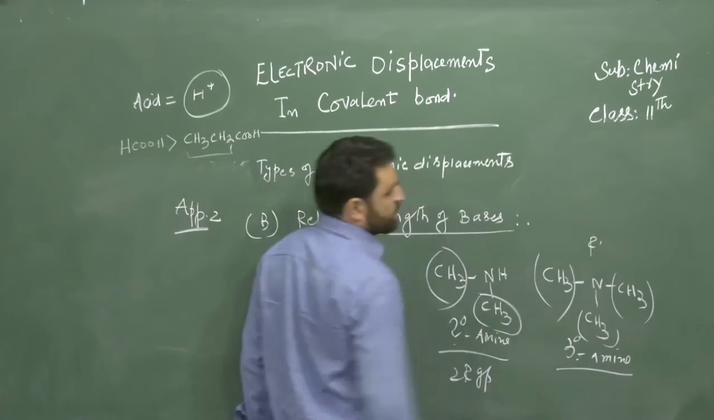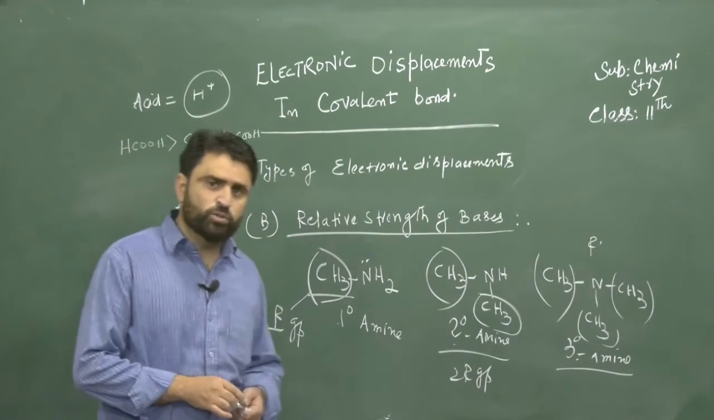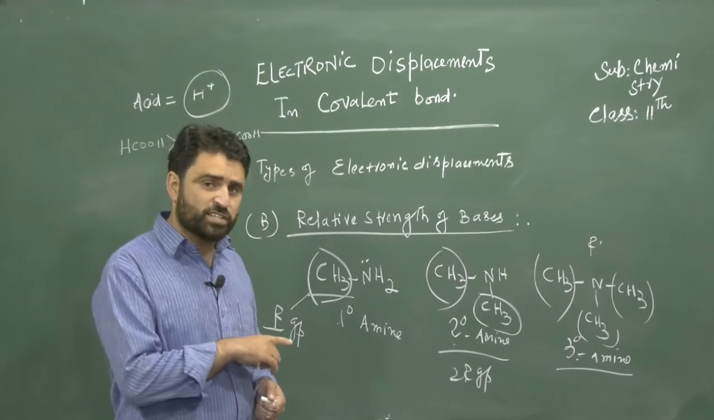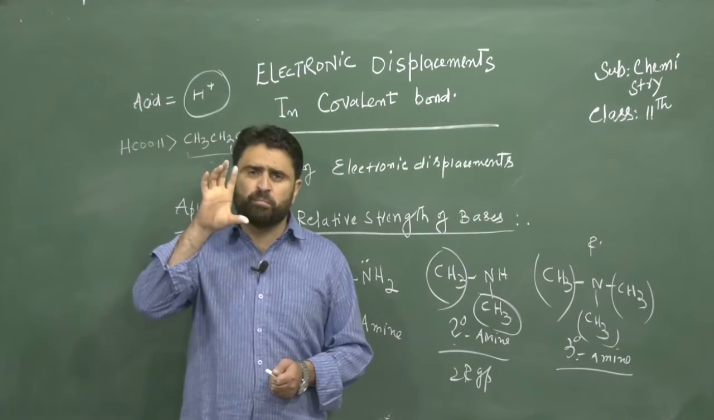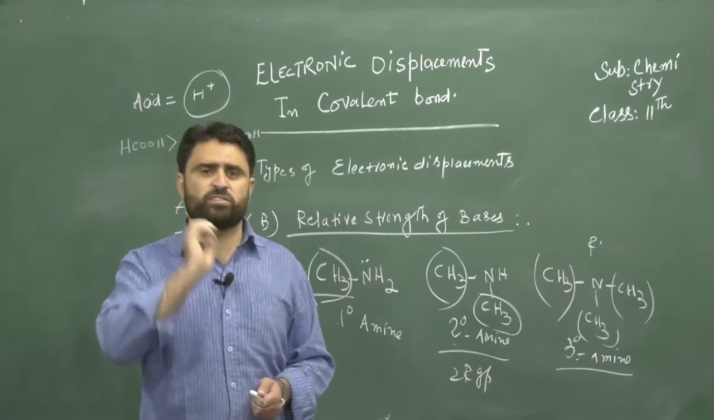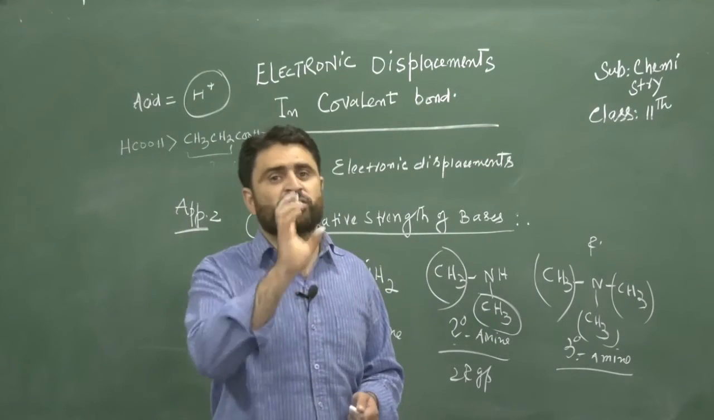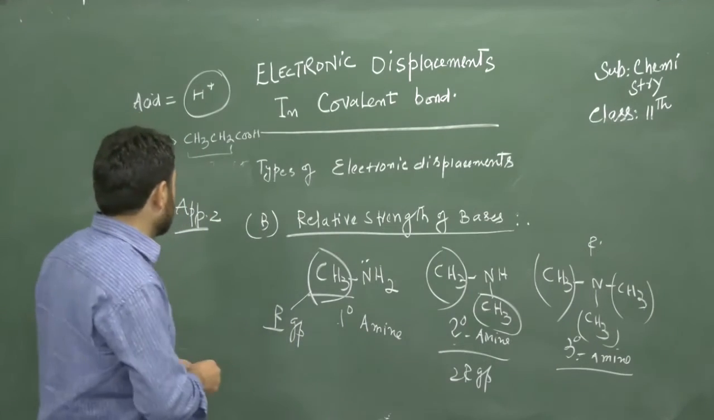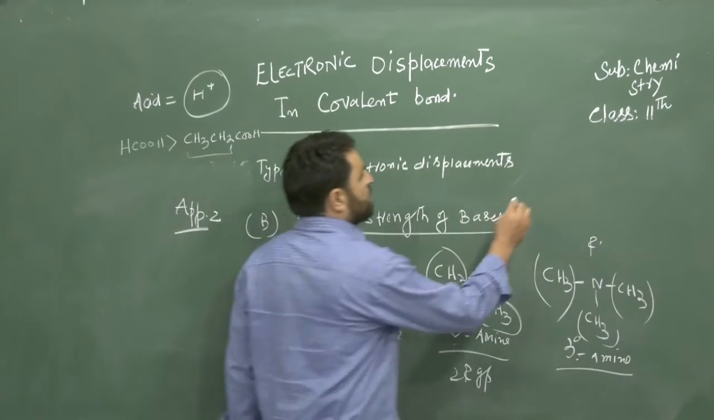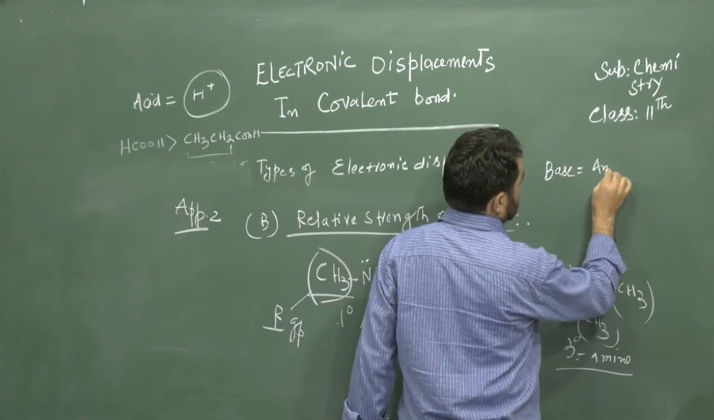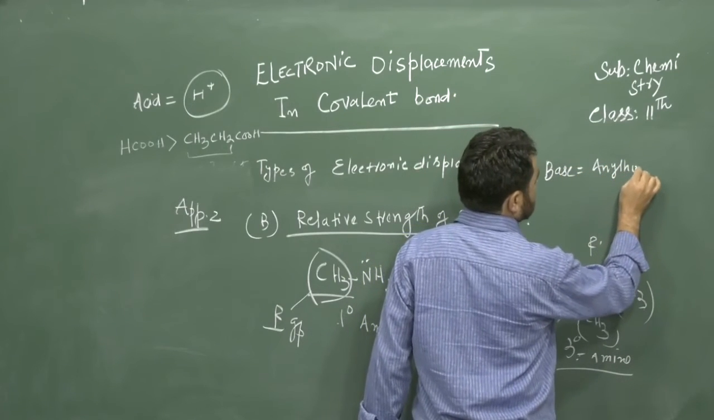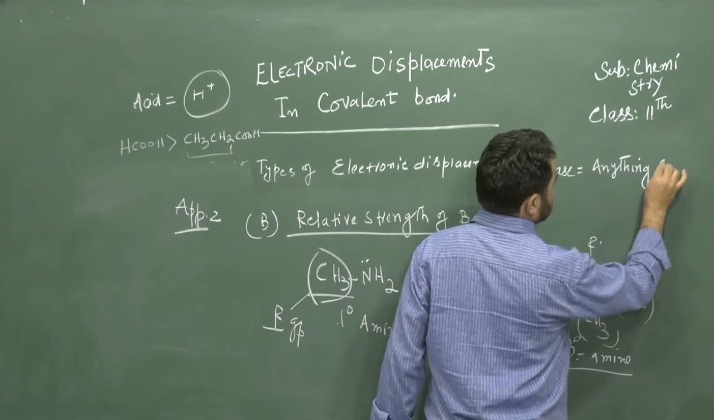What is base? First of all, we should know what is the base. After that, we will discuss which is the stronger base. Base is anything that has the property of releasing tendency of electron. Base is anything that gives electron.